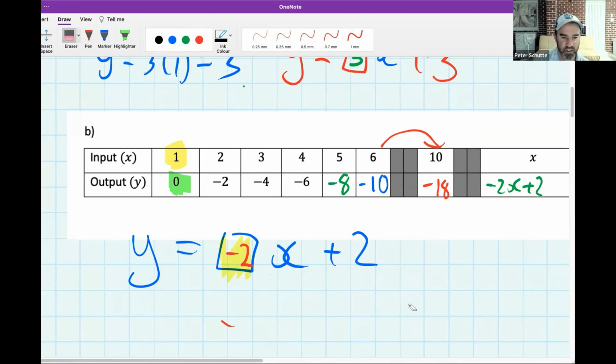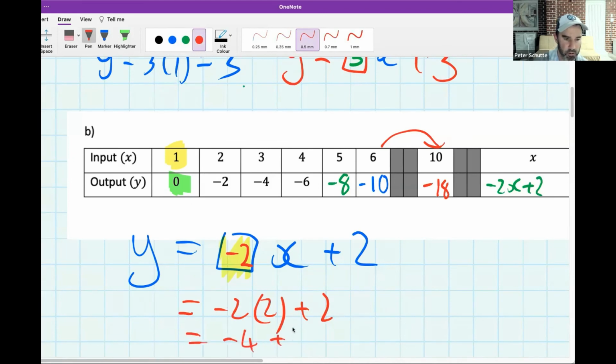Does it work for the second one? If I go minus 2 times 2 plus 2, what do I get? I get minus 4 plus 2 equals minus 2. Happy days. That's what we should get. All right. I hope that makes a bit more sense for you guys.